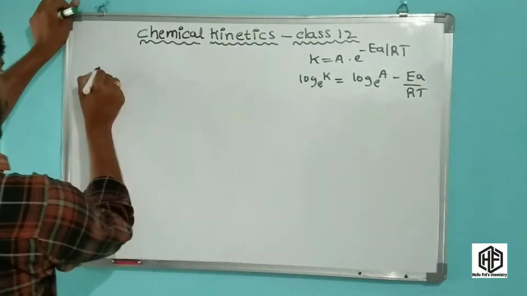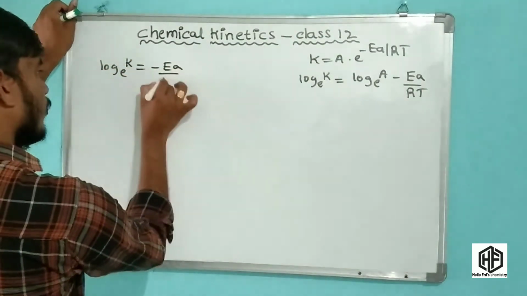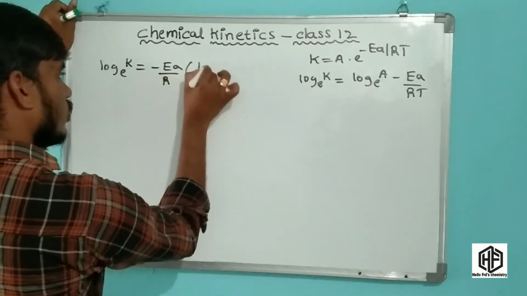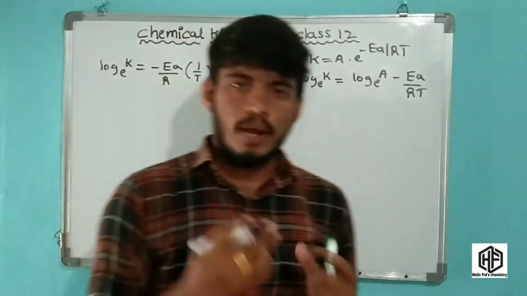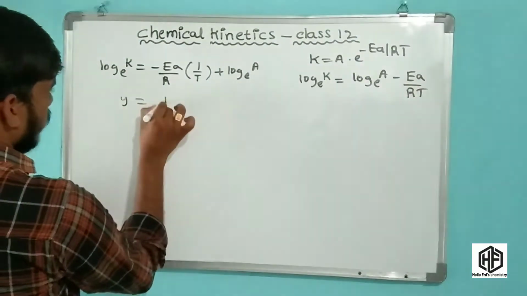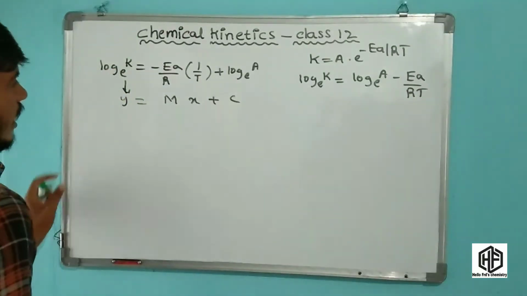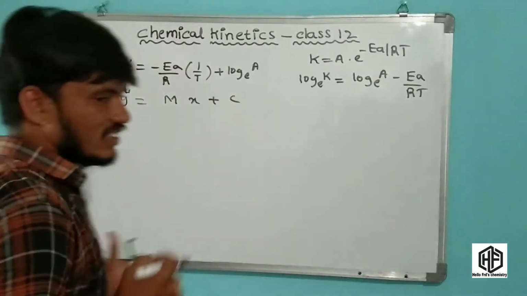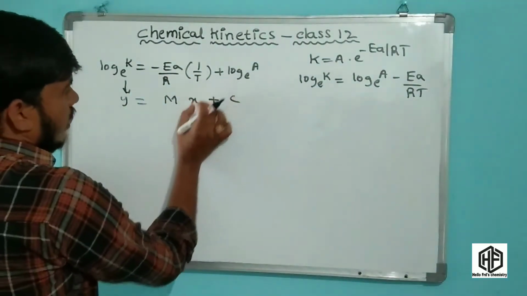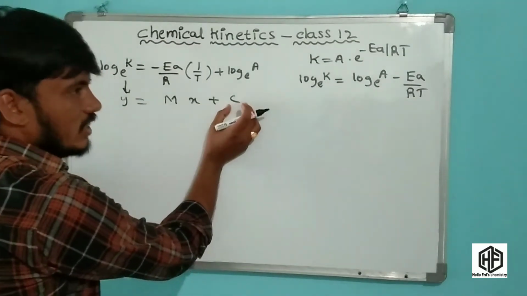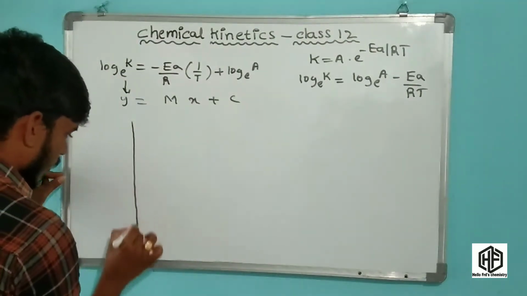Now this equation is ln k = -Ea/RT + ln A. Here T is represented as 1/T. This equation is compared to y = mx + c. Friends, this is y = mx + c. On the y-axis I represent ln k, and the slope m of this equation is -Ea/R. It means a negative slope is present in this equation. Now the x value is 1/T, and the y-intercept value is ln A.